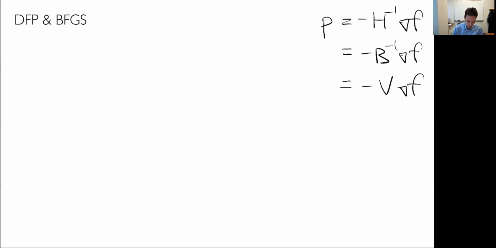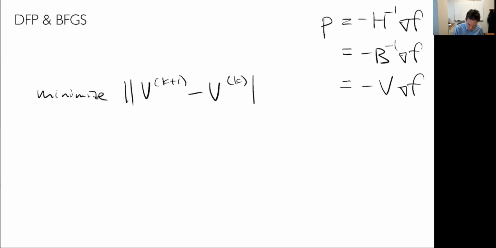So here's what it looks like as an optimization problem. We're trying to minimize the norm of V at our new iteration minus V of our last iteration. So we're just trying to find the closest Hessian, inverse Hessian, relative to our last one. And all the unknowns are the n times n plus 1 over 2 entries in this matrix.